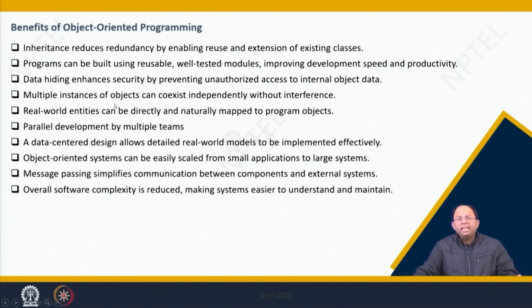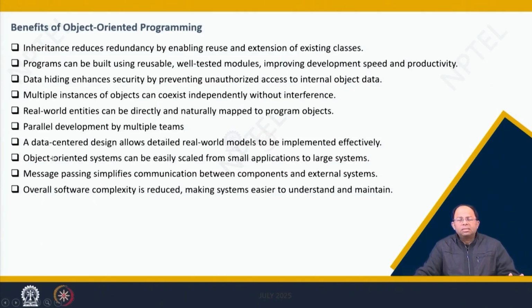And we can create many instances of the objects which can coexist in the program. So we have one class, and then we can create many objects of that, which allows us to do agent-based programs and this kind of programming. Real-world entities can be directly and naturally mapped to program objects. So we create a new entity, we destroy it as per the requirement. Because we have several objects, several teams can work on different objects, and parallel development can happen.